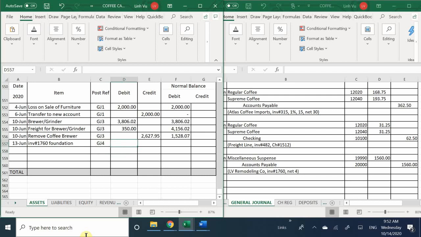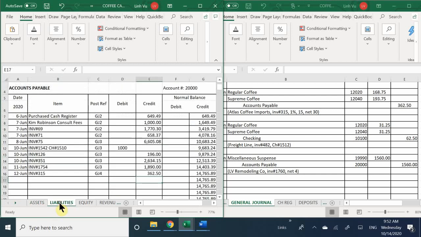And did we increase our miscellaneous suspense? And we did. So 1560 is going to be increased, which should bring my running balance to $3,088.07. Okay. So my coffee grinder now currently exists at $3,088.07.